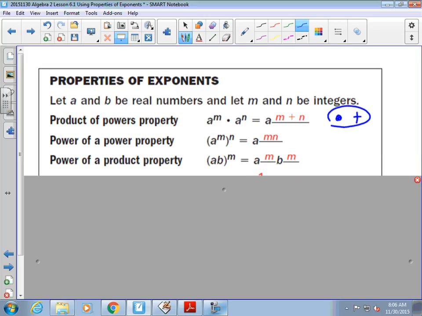The power of a product property, now you have two numbers inside of the parentheses. Those are multiplying and being raised to an exponent. It almost acts and looks and feels like the distributive property. You have to distribute the power of M to A and to B. And notice that's what it says, A to the M power times B to the M power. It's not the distributive property, and it's wrong to call it that, but that's how most of us see it and think of it and keep it organized in our brain.